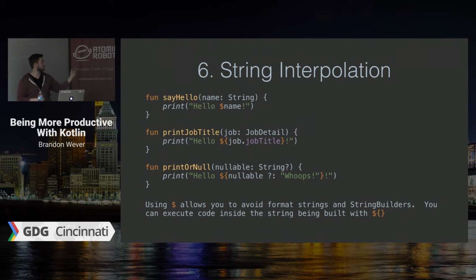And then also you can actually execute a lot of code in there. So we're passing a nullable string in here, and if that is null, we just want to print whoops. So that middle thing there, the ?:, that's like a free null check. Like if this equals null, do what's after that. That's called the Elvis operator. And Patrick said I had to do an Elvis impression, and I'm not going to.